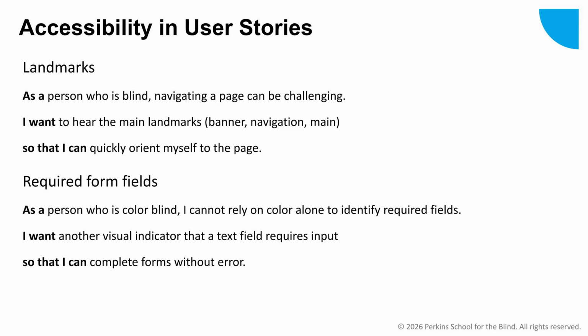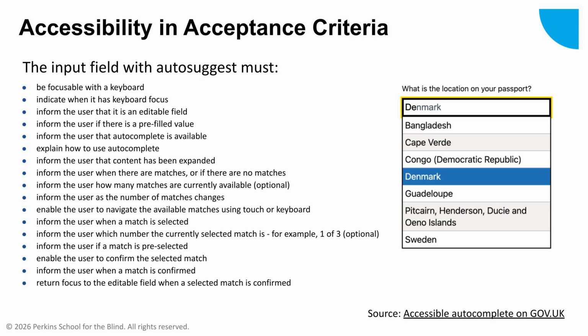Taking this a step further, you can include accessibility as acceptance criteria. This list shows acceptance criteria for an input field with auto-suggest. Examples include, it must be focusable with a keyboard, it must indicate when it has focus, and it must inform the user that it's an editable field.